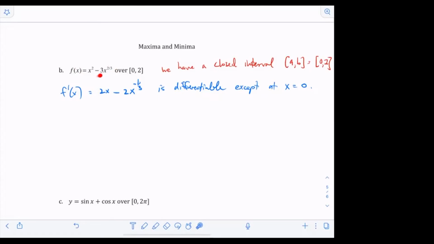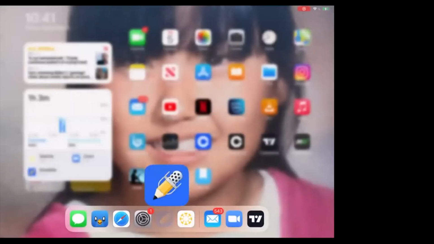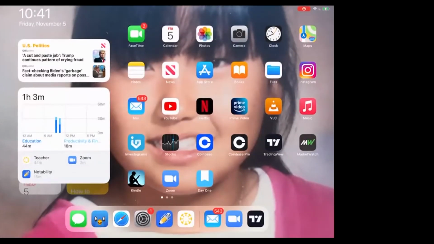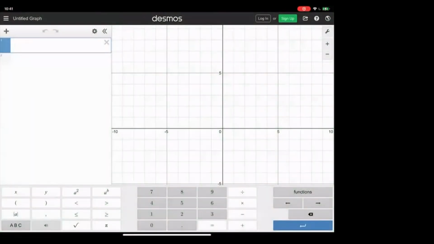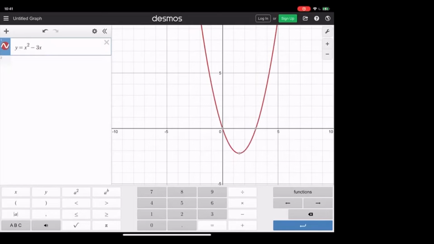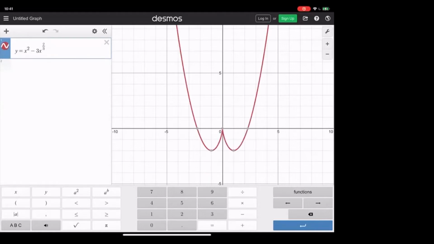Let me try to graph this in Desmos and make sure that nothing too crazy happens. So if I go over to Desmos here and I try to graph that function, we get y is equal to x squared minus 3 times x to the, and then what is that? That's 2/3.